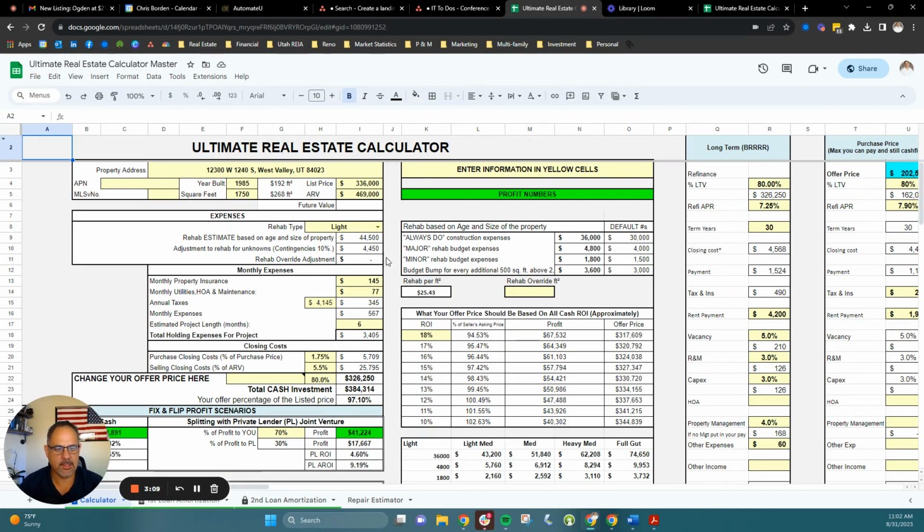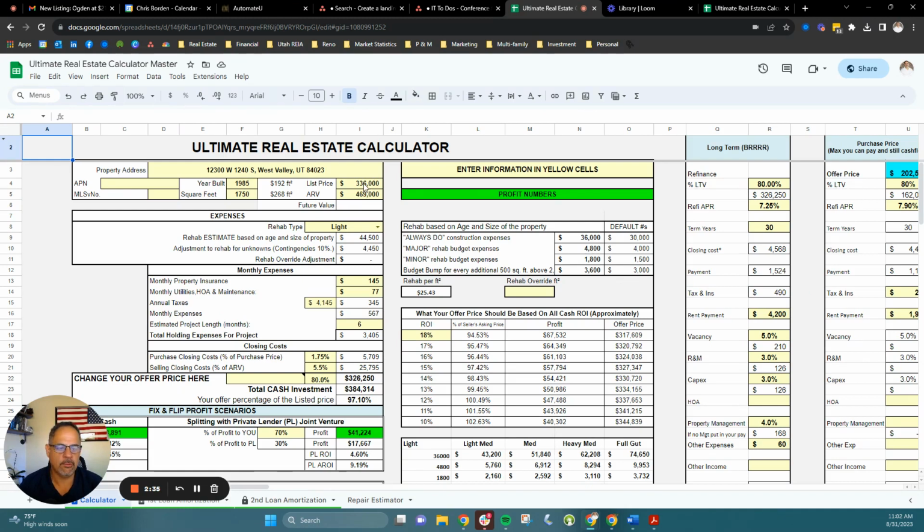The calculator is sectioned off, and there are several tabs on the bottom that you can see. The first default tab will be the calculator. First off, you're going to look at your property address, your MLS number, which more times than not you will not need, and then the parcel number. You're going to want to put your year built and the square feet. This is important because it's going to tie into the calculation of the rehab or renovation.